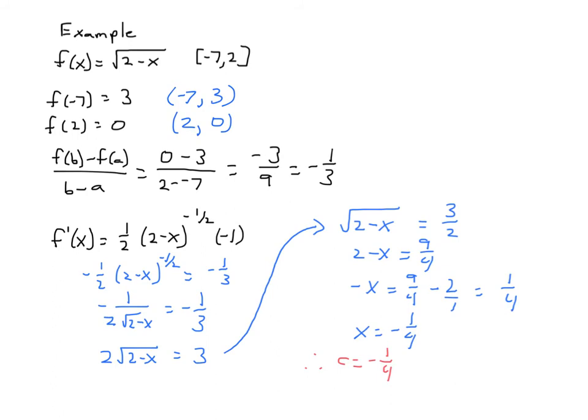When I took the derivative of that, I got 1/2 times 2 minus x to the negative 1/2 times a negative 1. Don't forget the chain rule on here. So that becomes negative 1/2 times 2 minus x to the negative 1/2. And I'm going to set that equal to negative 1/3, and I'm just going to solve it for x.